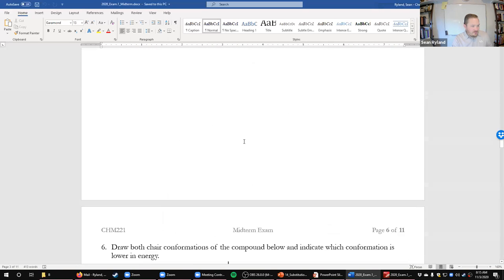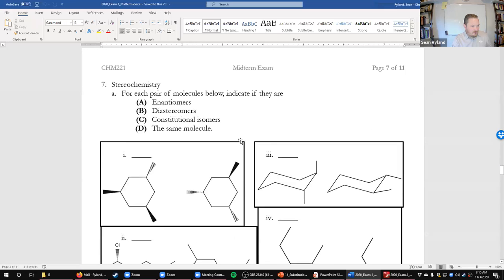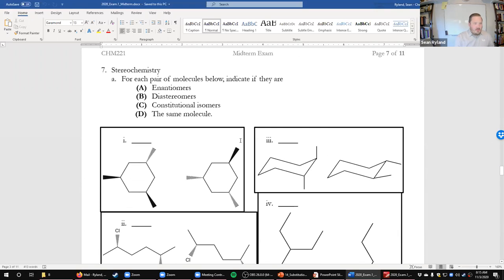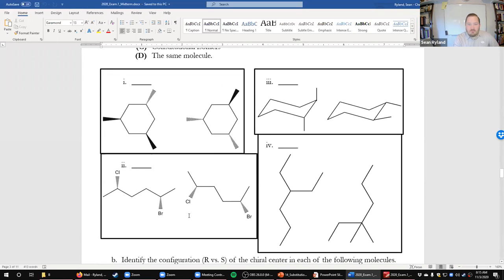And then 7. So most of you guys figured out that it was the same molecules for all the versions of the test, just in different orders, I believe. Although I think I may have flipped one. I flipped these ones in one of them.